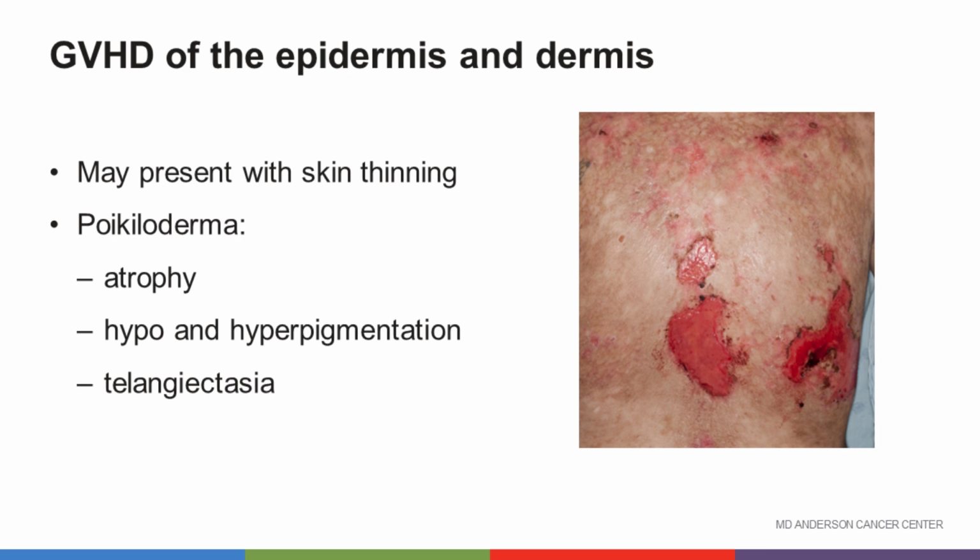Other problems that we can see with graft-versus-host disease is something called poikiloderma. Poikiloderma is a big name, and it's really shorthand for saying the three attributes below that I list.